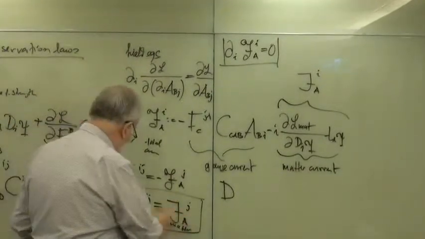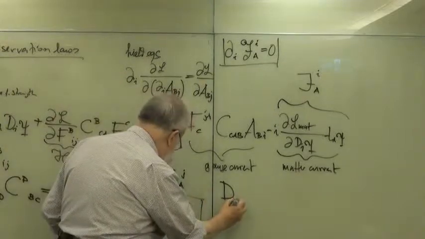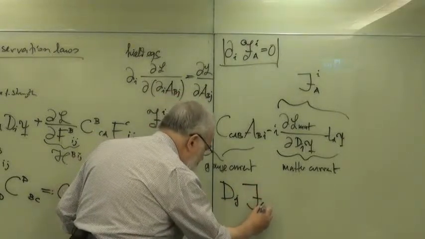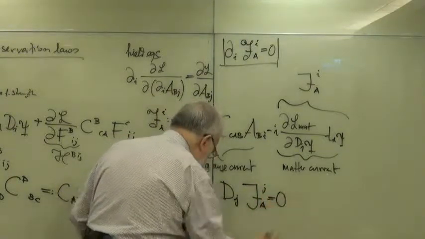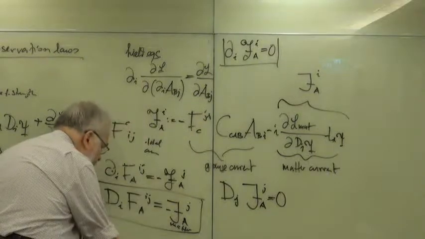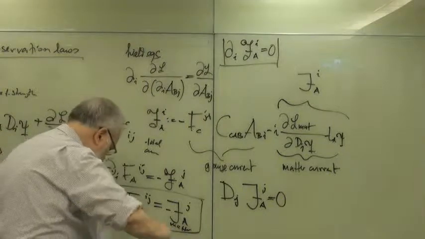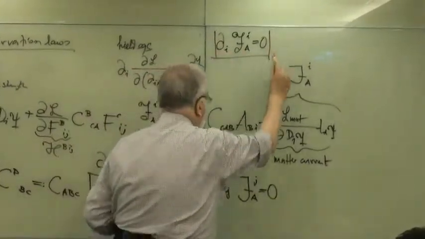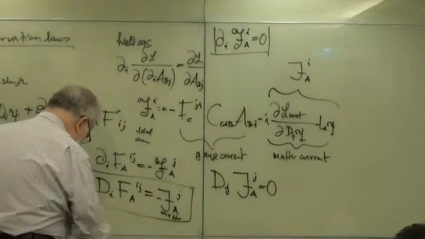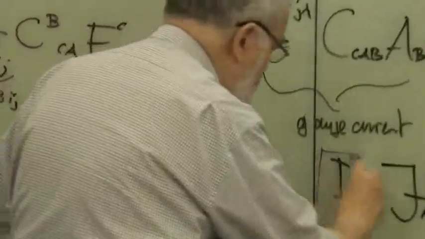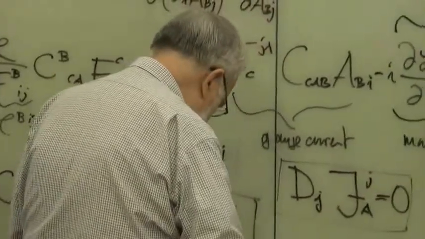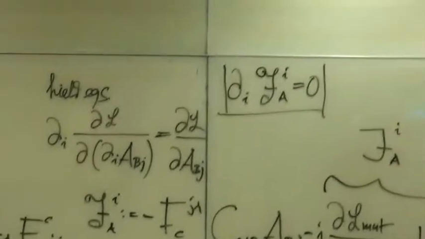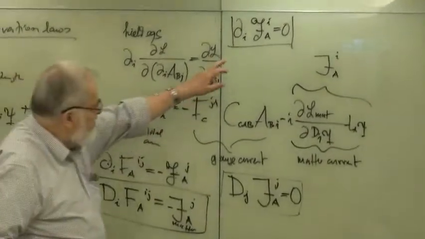For the matter current, you can just use this equation: you get that the covariant derivative of this current J A J is equal to 0. So this equation belongs to this field equation, and this conservation law belongs to that one. You have the same dichotomy in general relativity, incidentally. You have covariantly conserved currents and non-covariantly conserved currents like this.